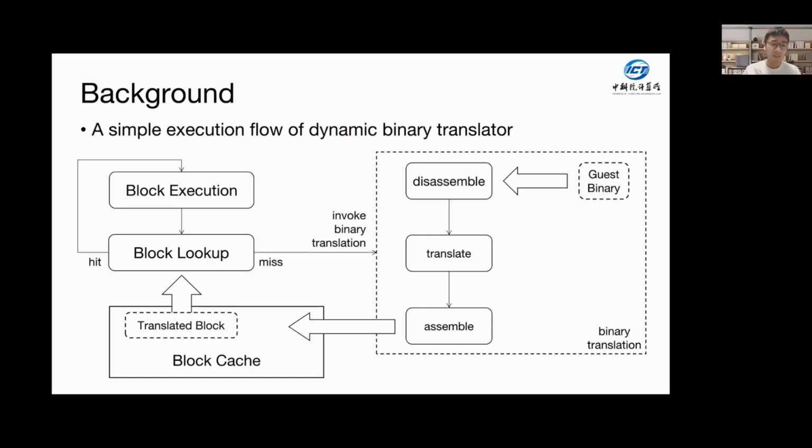Since the translation is time-consuming, we can save the translated blocks to avoid translating them again. If the next block doesn't exist, the binary translator will be invoked to generate the next block.